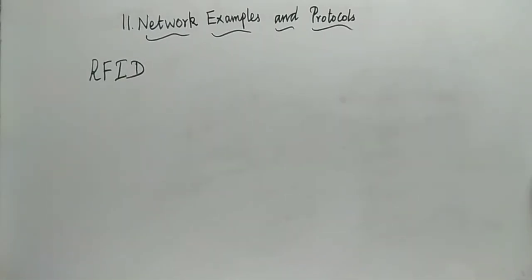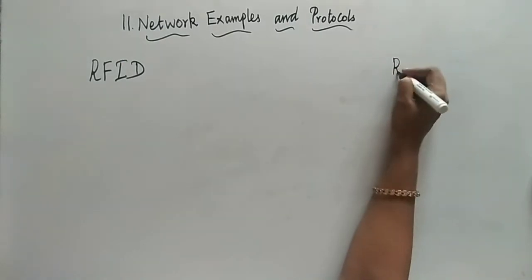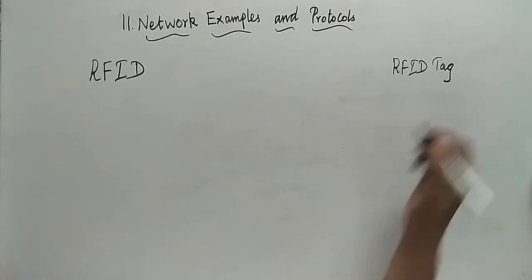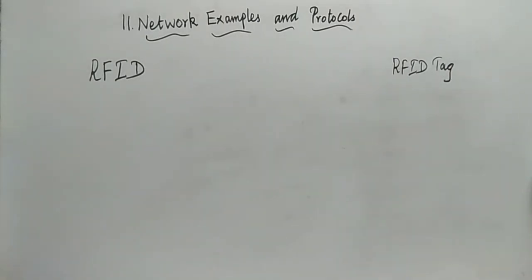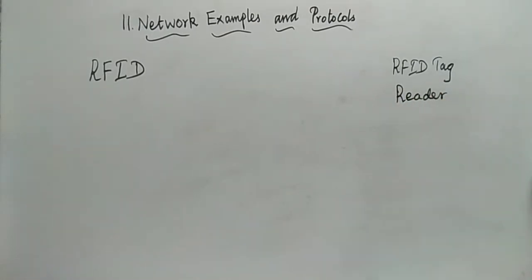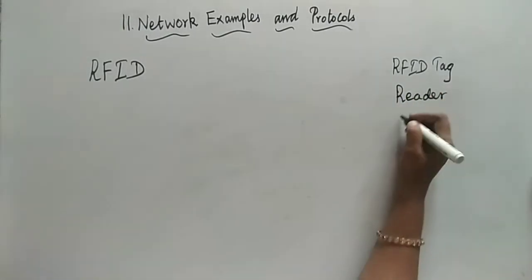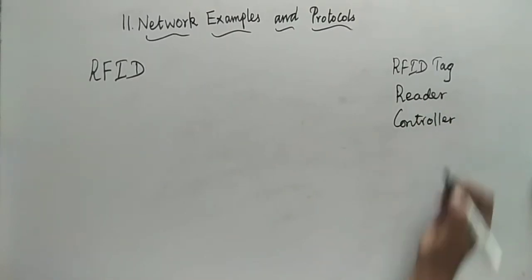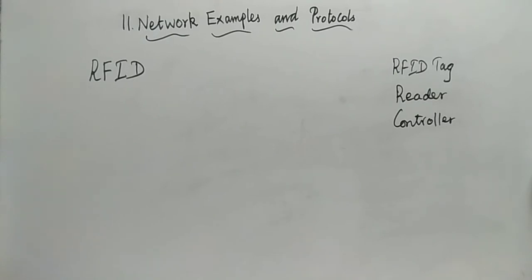Next, we are going to discuss what are the main components of a RFID system. So first, you are going to have a RFID tag. For each and every RFID, you will be having a RFID tag, and the next component is your reader, and the next component is your controller. So these are the three components of a RFID system.